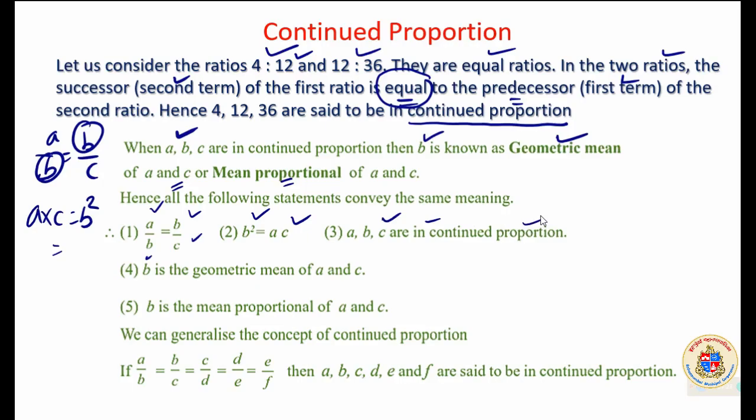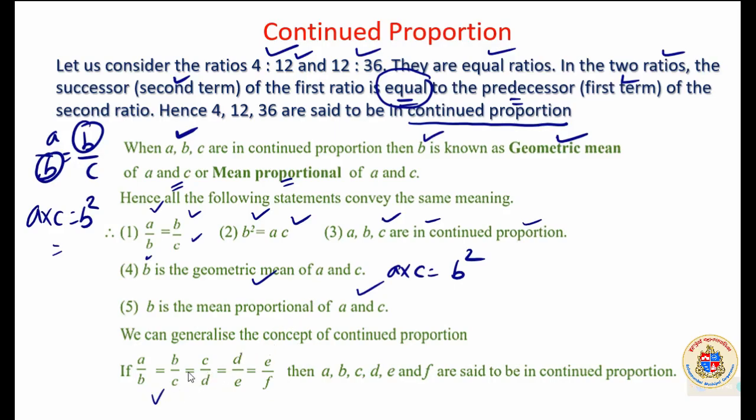Two or three things came into our mind together. And B is the geometric mean of the product. B is the geometric mean of A and C, meaning the geometric mean of A into C. B is the mean proportional of A and C. Another way of putting it. We can generalize the concept of continued proportion. It has a universal application like this.